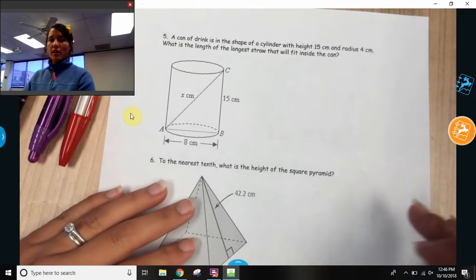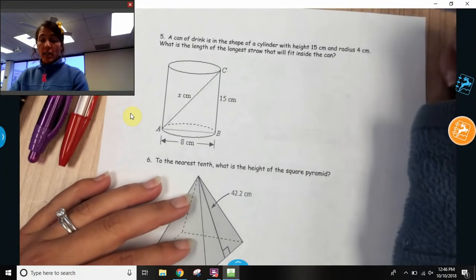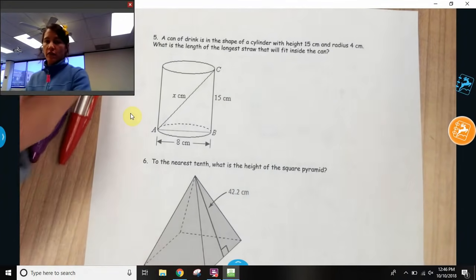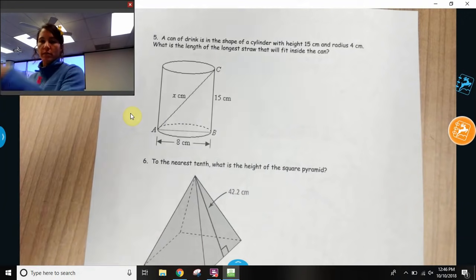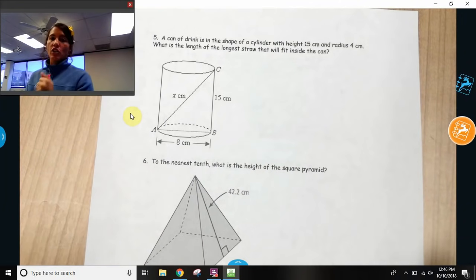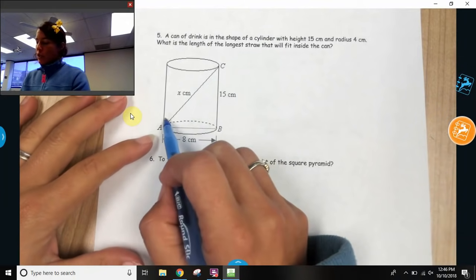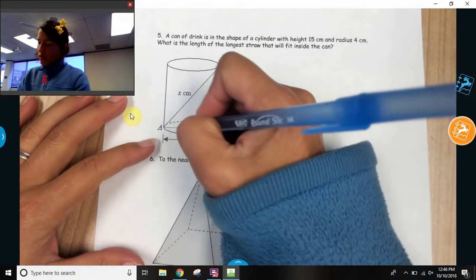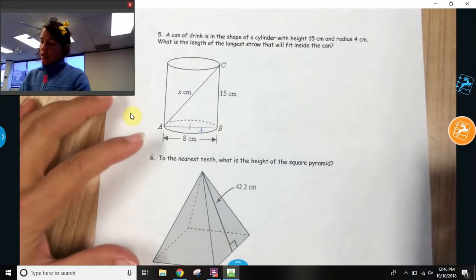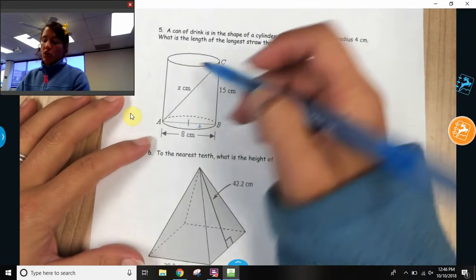Okay, so number 5, a can of drink is in the shape of a cylinder with height of 15 centimeters and a radius of 4 centimeters. What is the length of the longest straw that could fit inside the can? So it told us that the radius was 4, and we know that it is 15 centimeters tall, so we're looking for a straw.